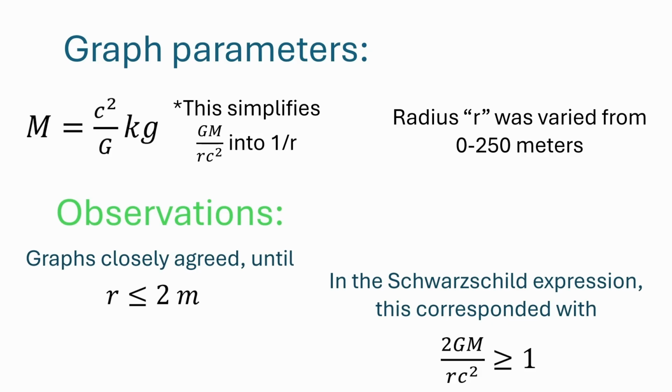Then I varied the radius between 0 and 250 meters. This is just because of the mass value that I'm mapping things to. The observations were that the graphs closely agreed up until a radius that was smaller than or equal to 2 meters. And once again, this isn't a significant length necessarily. It's more to do with what I'm mapping to. Anyway, in the Schwarzschild expression, the general relativity expression for time dilation, this corresponded with gravitational potential over c squared greater than or equal to 1. And that would basically just be the Schwarzschild radius.